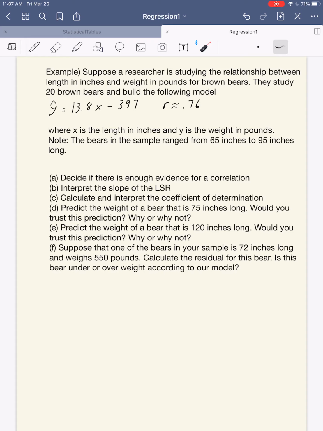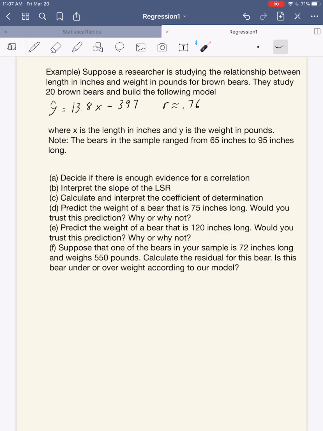All right, so we've got a bunch of different things that we're going to do with this. We're going to talk about whether or not there's enough evidence for a correlation. We're going to interpret the slope. These two things here are going to be reviewed. We've done those in some of the previous videos. And then C through F here are all going to be newer things. So we're going to talk about the coefficient of determination. We're going to make some predictions. And then in part F, you can see that we're going to be calculating a residual as well. So this will give us a chance to practice all the things we've introduced in this video.